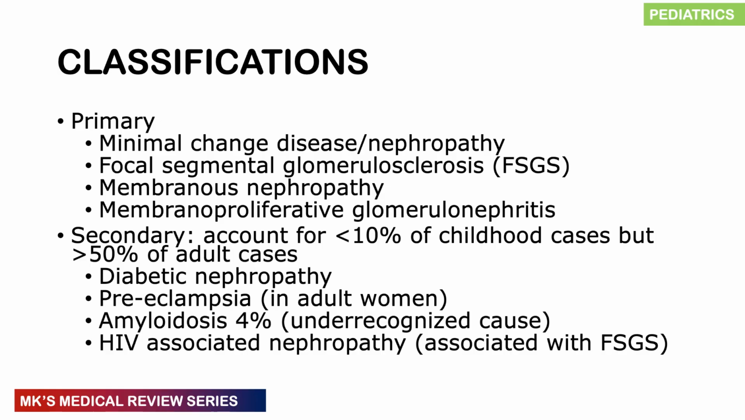You may have amyloidosis, where you have deposition of these proteinaceous substances in about 4% of the cases. It's one of the things that goes under-recognized. You may have an HIV-associated nephropathy, but often this is going to be associated with the focal segmental glomerulosclerosis.